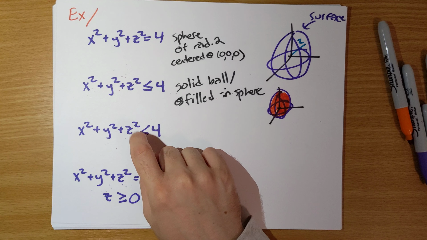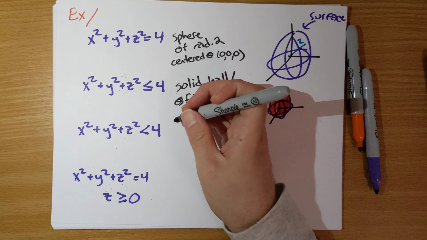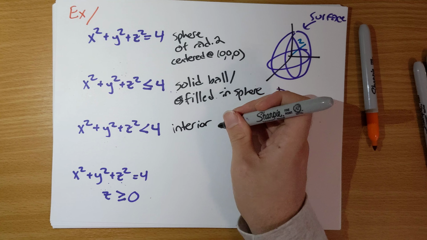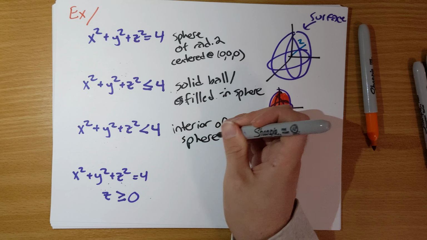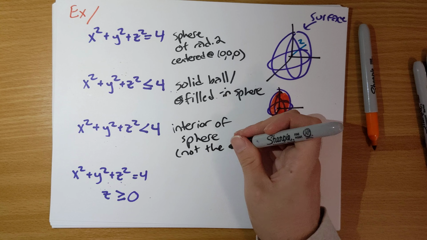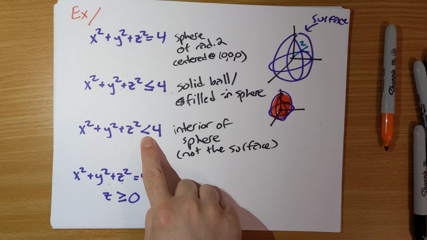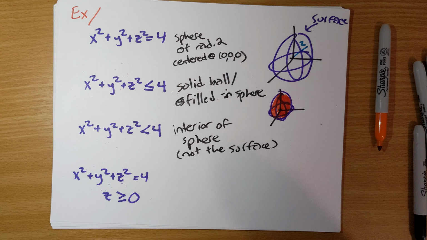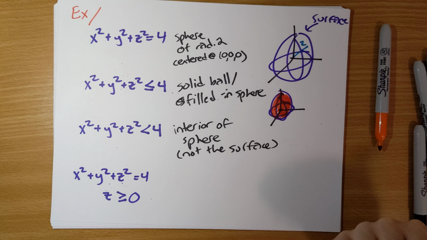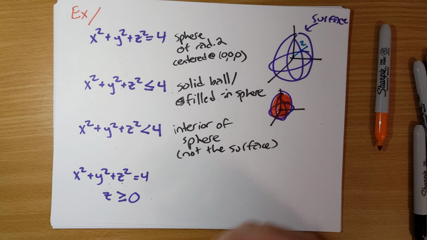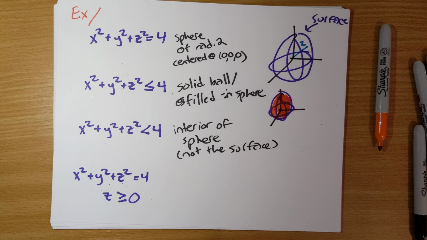And then this next one here, this one is just going to be the interior of the sphere. Not the boundary, not the surface itself. Because x squared plus y squared plus z squared is strictly less than 4, so all points that are distance strictly less than 2 away from the origin. It might feel like we're being tedious and pedantic about all this stuff. Later on in the class, when we hit chapters 15 and 16, these differences will be important.